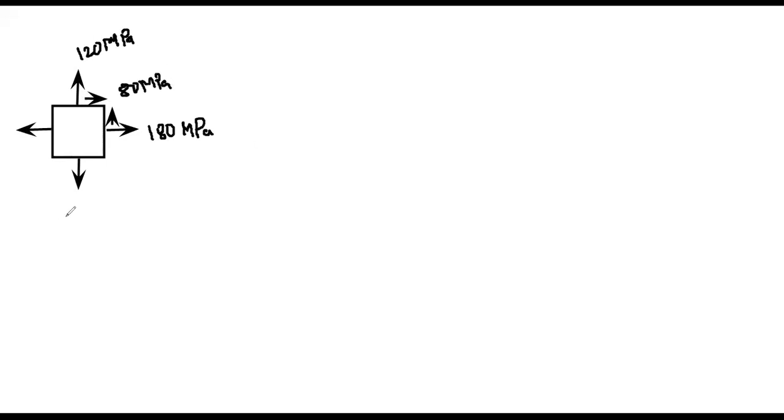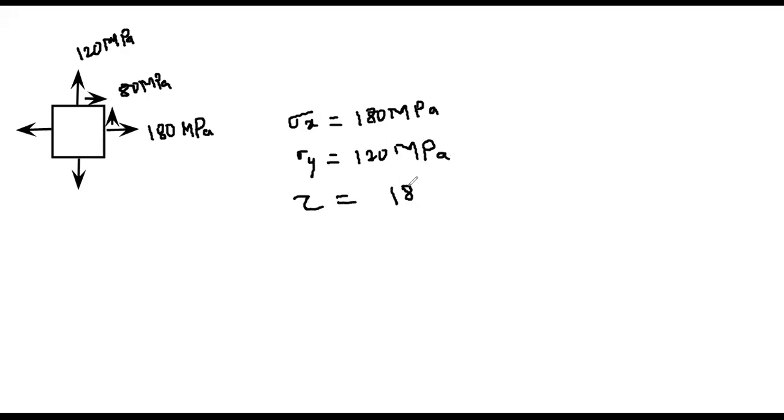First, we'll write the given data, like what has been given. Sigma x, stress in x direction, is 180 megapascal, and stress in y direction is 120 megapascal. Then the shear stress tau is 80 megapascal.